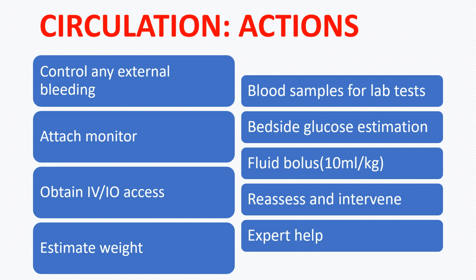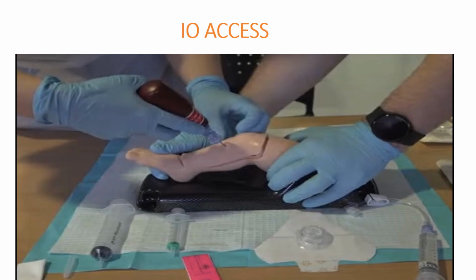If the glucose is low, ensure that you correct at this point. We use 2 to 2.5 ml per kg of 10% dextrose. Another thing is fluid bolus. Fluid bolus, we use 10 ml per kg. Reassess and intervene when necessary, and also seek expert help. In this slide, appreciate the IO access and the sites.